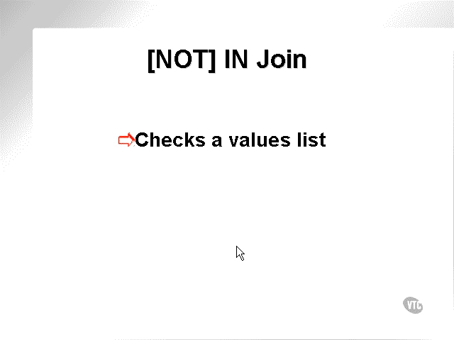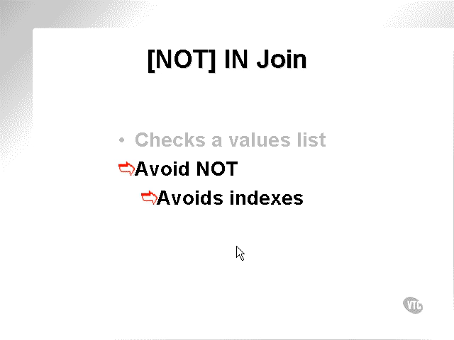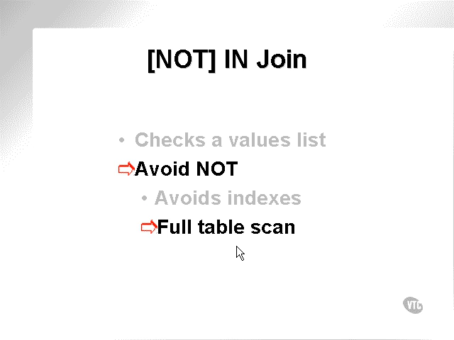Using IN in joins. IN checks a values list. It's best not used with subqueries. It's most efficient with a string of literal values. In other words, you would check something and say, is it in a set 1, 2, 3, 4, 5, rather than doing a select statement from a table. You really need to avoid the use of the keyword NOT, because that will do exactly the same as the anti-join. It is effectively an anti-join.